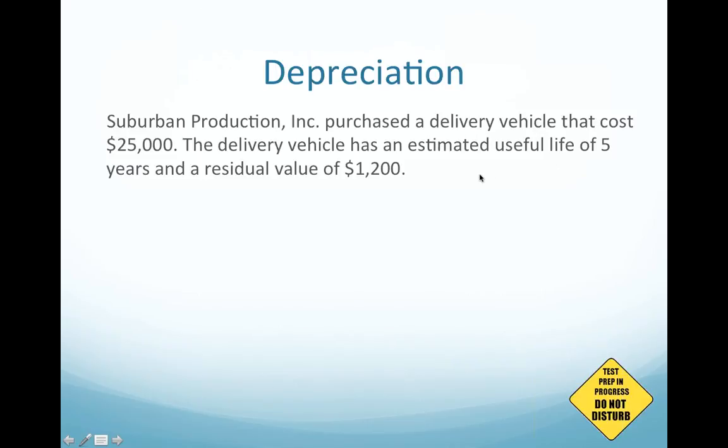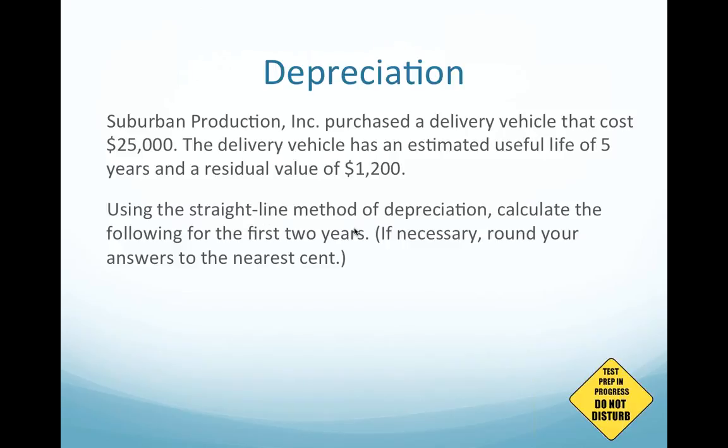Okay, so here we go. A Suburban purchased a delivery vehicle that cost $25,000. The delivery vehicle has an estimated useful life of 5 years and a residual of $1,200. You guys see if you can figure out what the depreciation is, and what the accumulated depreciation will be for 2 years.